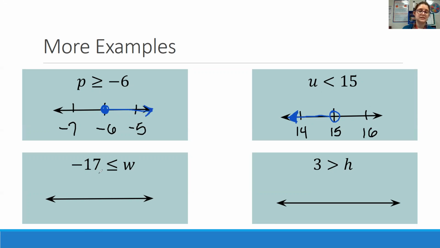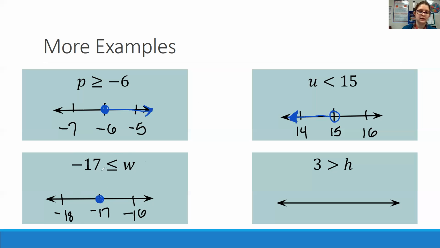Negative 17 is less than or equal to W. Okay, this is one that is written backwards. The W is not on the left-hand side. We can graph it the same way, but it takes more thought. Okay, negative 17, is it less than or equal to negative 17? Yes, that's a true statement.